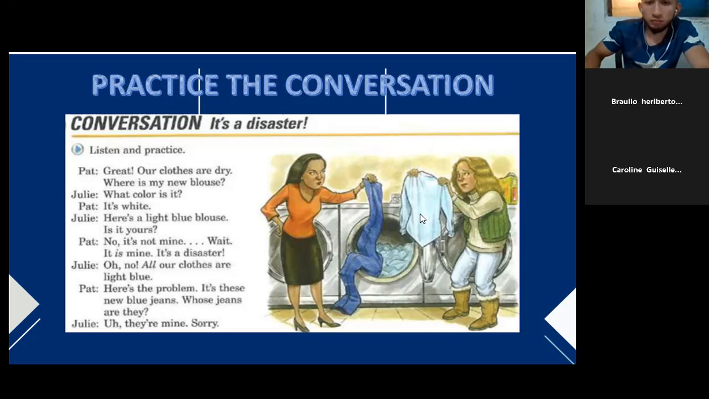Great. Our clothes are dry. Where is my new blouse? What color is it? It's white. Here's a light blue blouse. Is it yours? No, it is not mine. Wait. It is mine. It is a disaster. Oh no, our clothes are light blue. Here's the problem with these jeans. Whose jeans are they? Oh, they're mine, sorry.